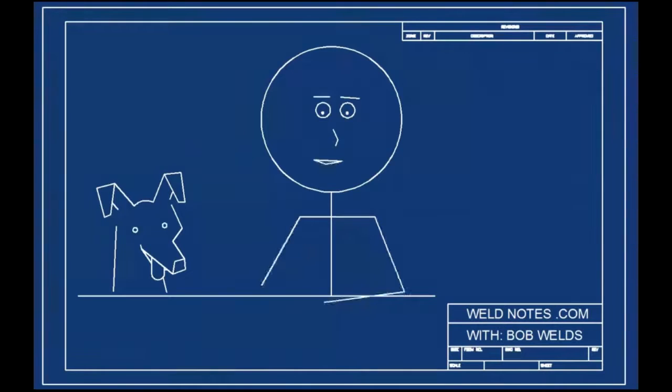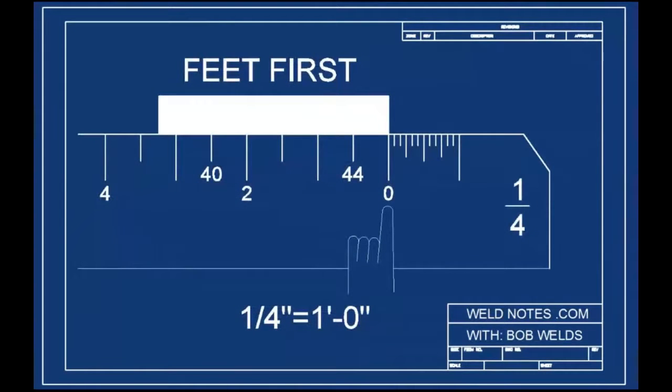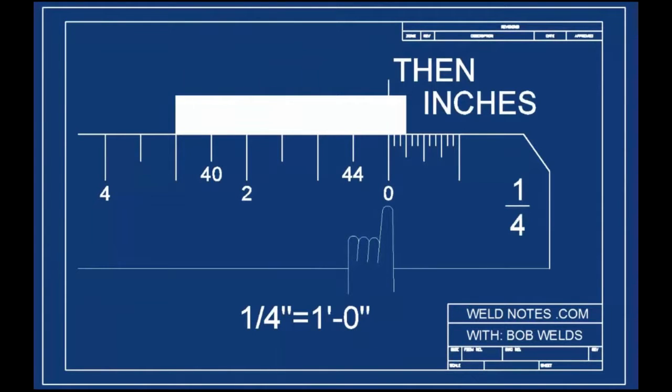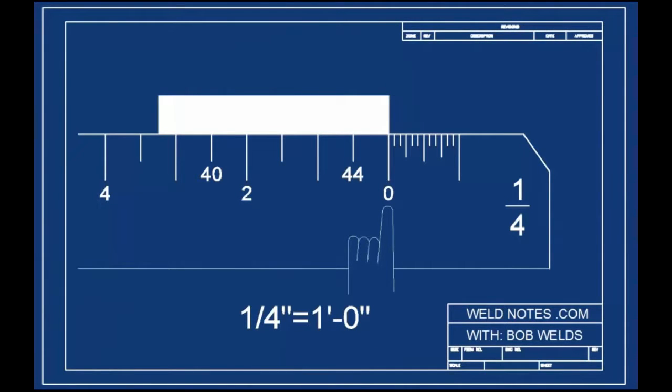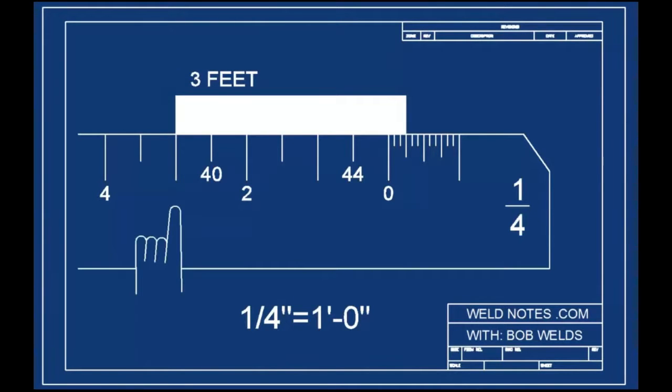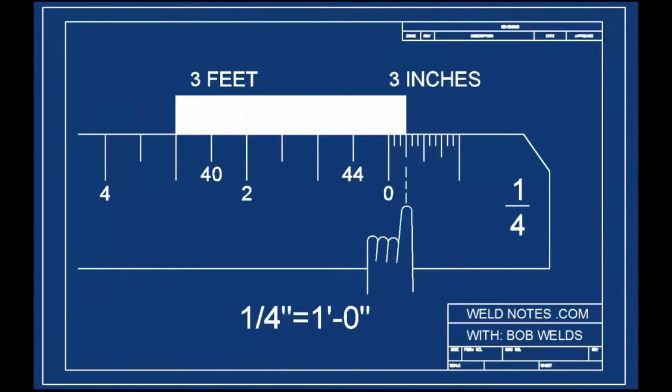When we measure with an architect scale, we'll first measure the number of feet, then slide the ruler over and measure the inches. Here, I'll show you. We start by putting the item to be measured at the 0 mark. Now, count the number of whole feet. 1, 2, 3. Good. Now, slide the ruler over to the last whole foot. Now, measure the inches. 1, 2, 3. So the measurement is 3 feet, 3 inches.